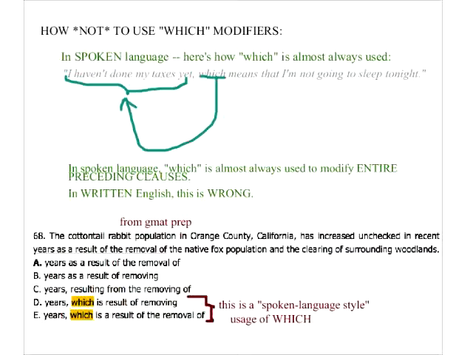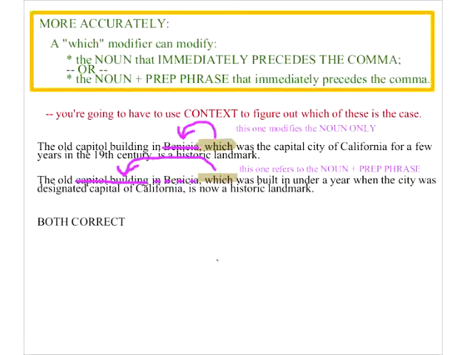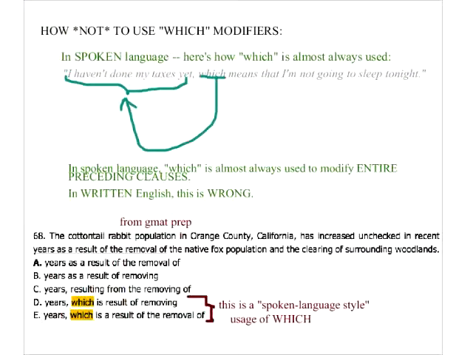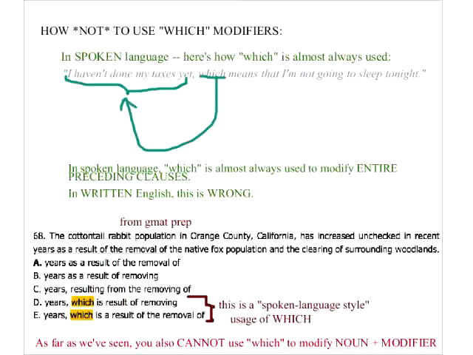The other way you don't want to use "which" modifiers is basically to modify anything other than a noun plus prep phrase. So remember, this is specifically noun plus prep phrase. What we have not seen ever correct on the GMAT is that you also cannot use "which," as far as we've seen, to modify a noun plus modifier if the modifier is anything other than a prepositional phrase.